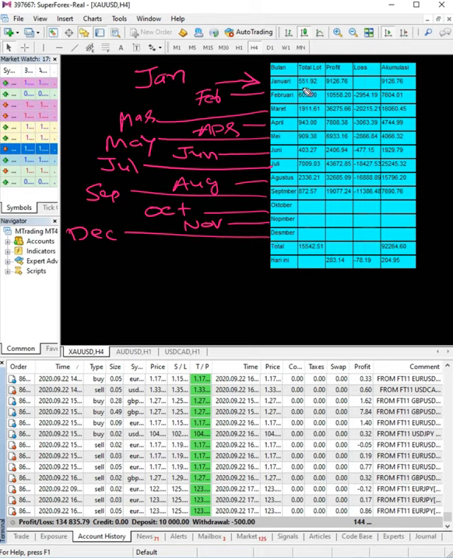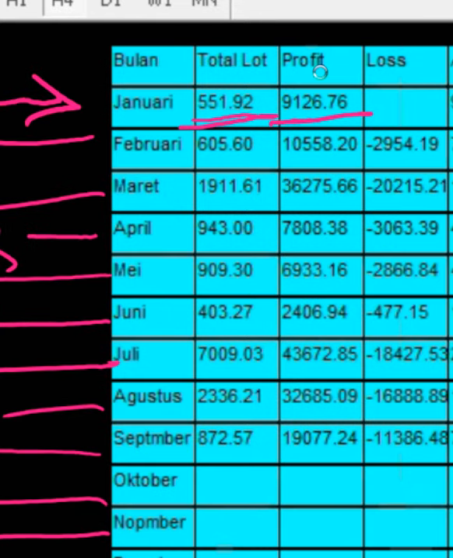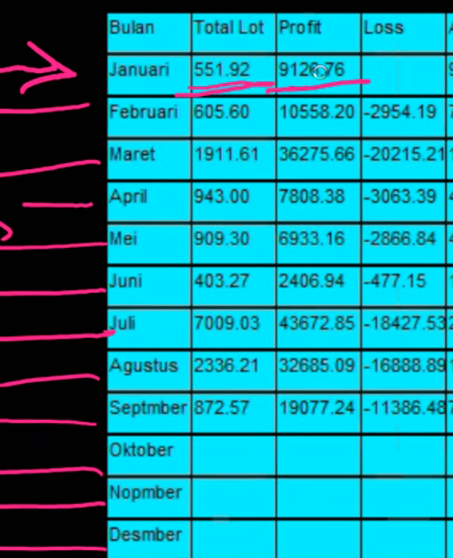In the month of January, you can see a total of 501 lots were traded and the profit was $9,126. And in the month of February, I will zoom in so that you can see, the profit was $10,000 and the total lots traded were 605.